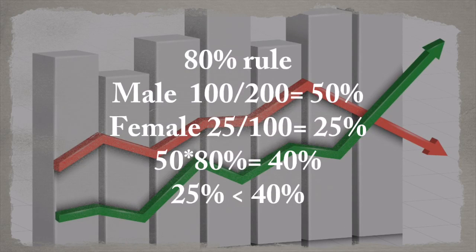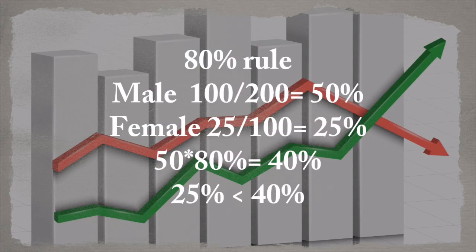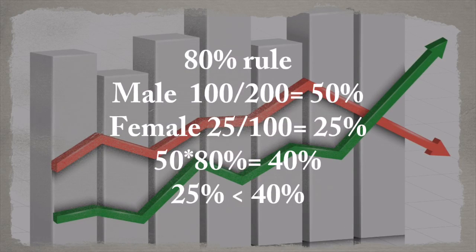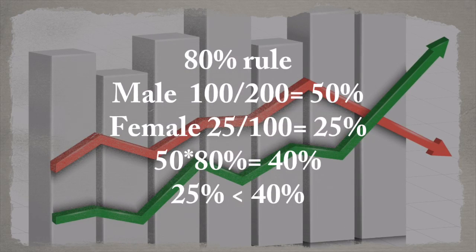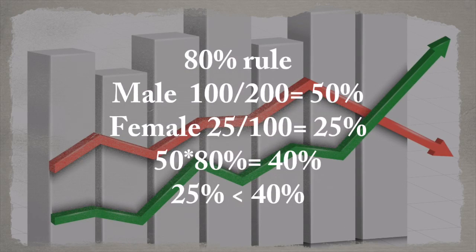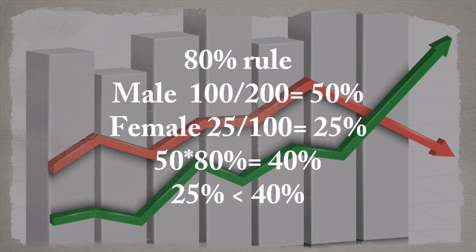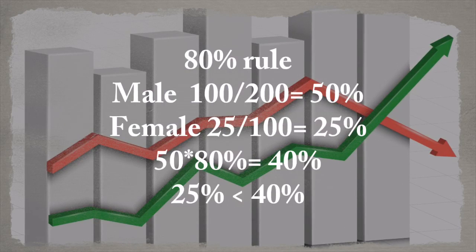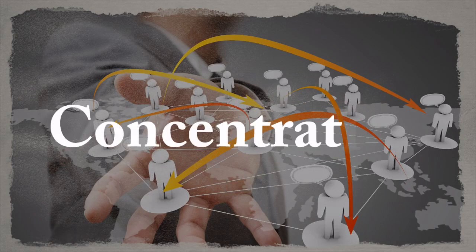So now we take the larger number, which is 50%, and multiply it by 80%. This is the 80% rule. When we do this, we come up with 40%. So the other category, in this particular example, females, would need to be at least 40%. This is a yes or no. So we know that the females' selection rate was 25%. So no, it was not at least 40%. So there is a possibility that discrimination was occurring in the hiring process.